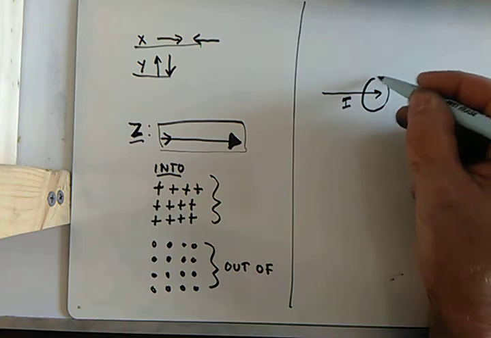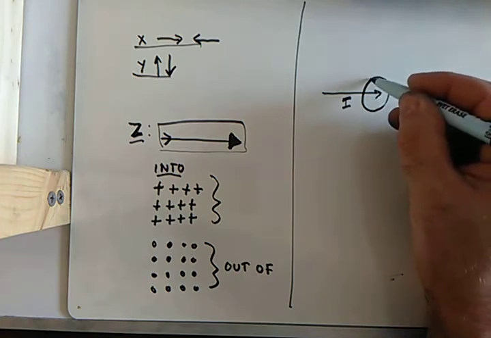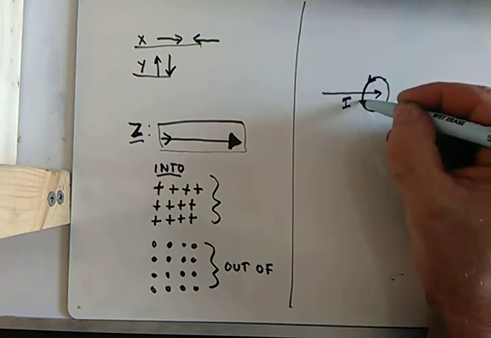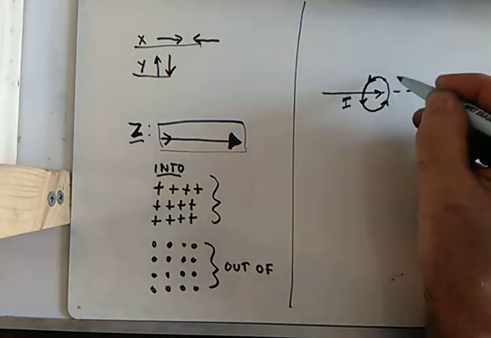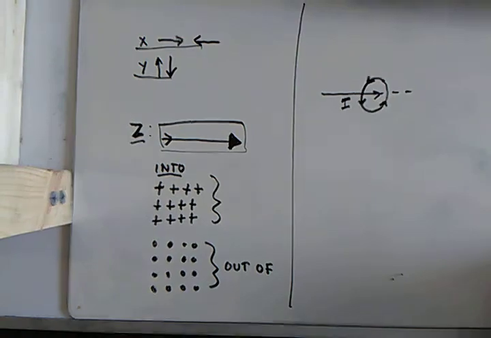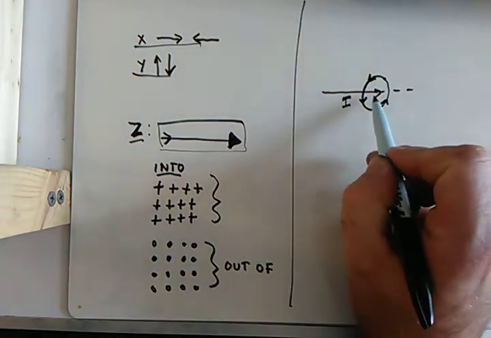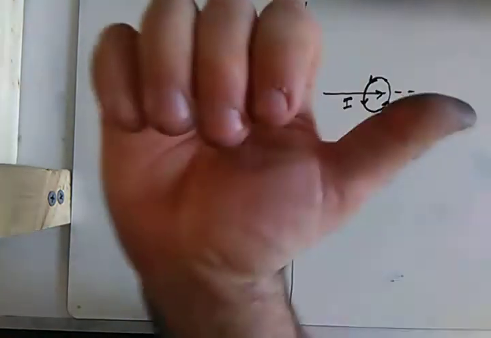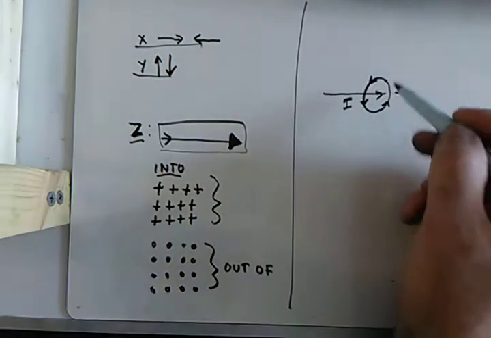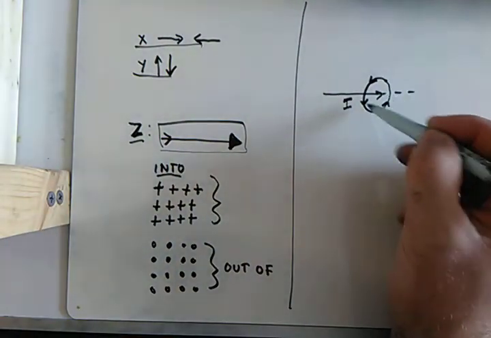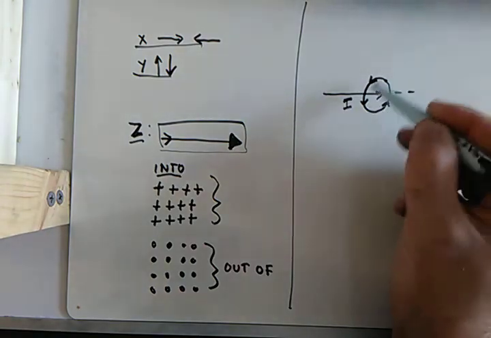It kind of looks like this. Okay, that's probably the best I can do. Now, I just know this by the right hand rule. Current flows like this, so the B field, the magnetic field, wraps around this way.